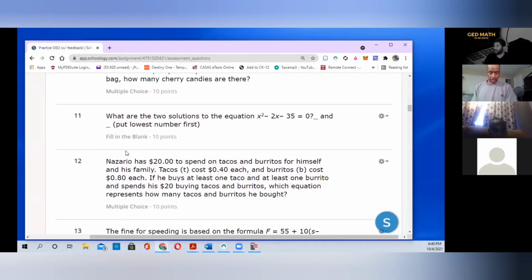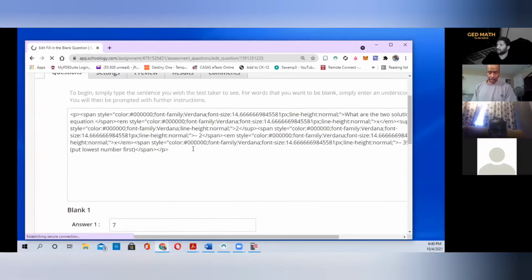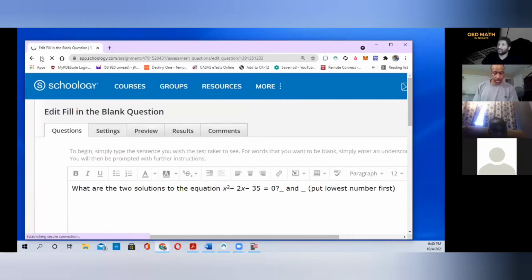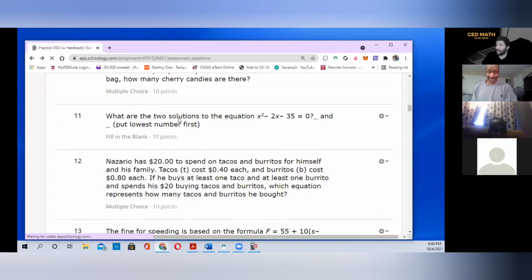What are the 2 solutions? Now, let me see if this is a multiple choice question. Oops, that's the answer. All right, so it's not a multiple choice. Now, one thing you got to remember, I'll make up multiple choice for you. I'll make them up for you right quick.